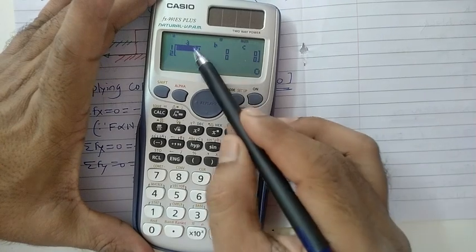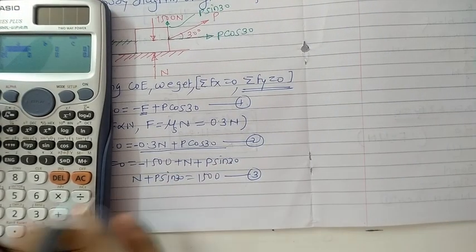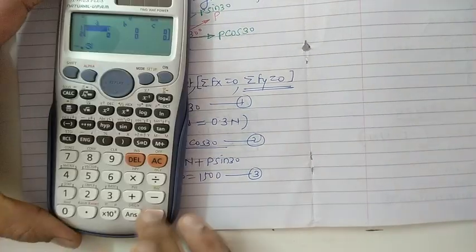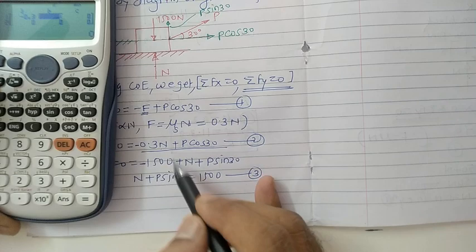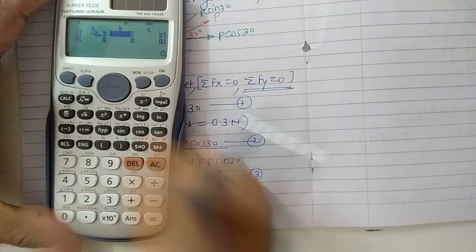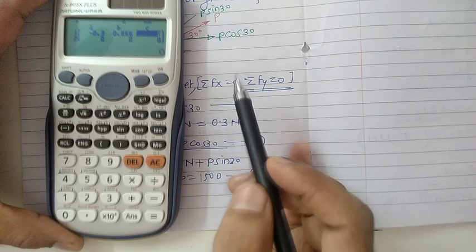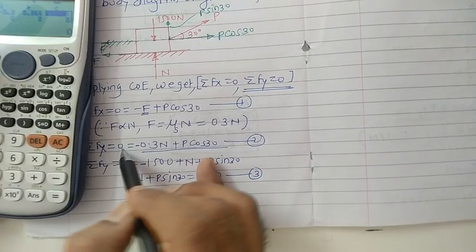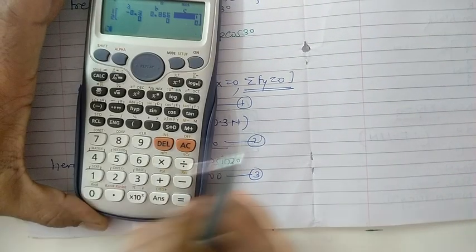Here the coefficient of the first term with us is minus 0.3. Just enter this value, and for that use the equal to button. Next to this one, the coefficient of the P term with us is cos of 30. Just enter the value here. Then if you look towards the other side of this equation, 0 with us, just substitute the value for the constant as 0.